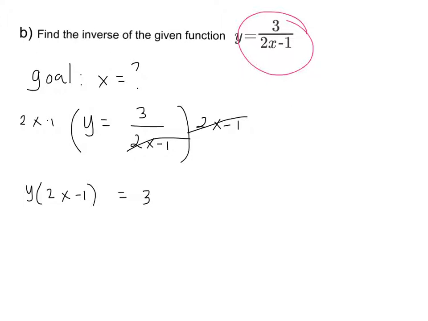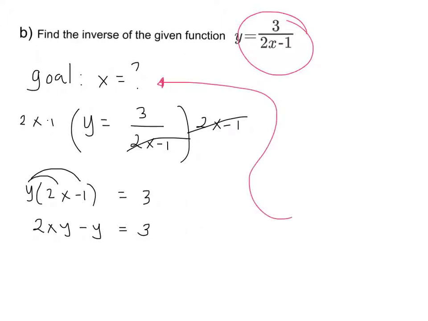If I want to get the x, I need to distribute the y. So this becomes 2xy minus y is equal to 3. Since the goal is to get the x, we don't want this y on the left side. So I need to add a y so that I can cancel that y on the left side. But if I do that, there should be a plus y on the other side. So this becomes 0, and this is 2xy equals 3 plus y.